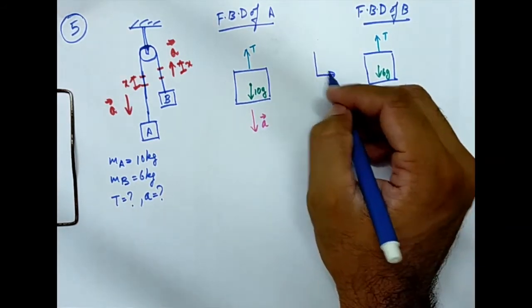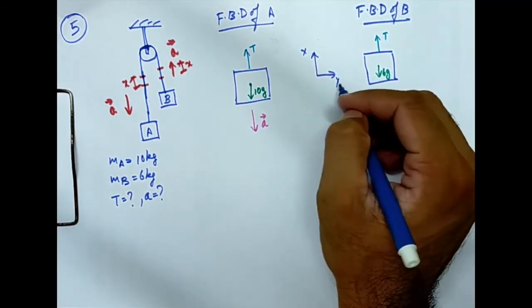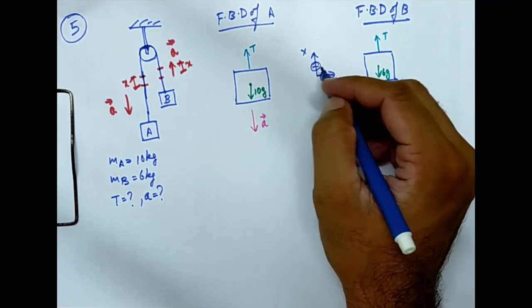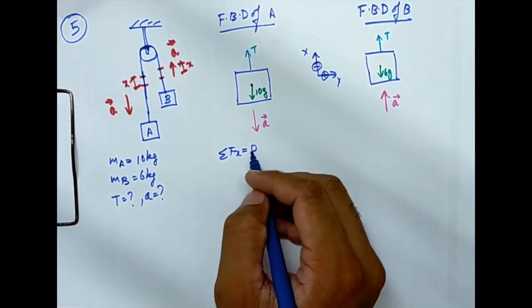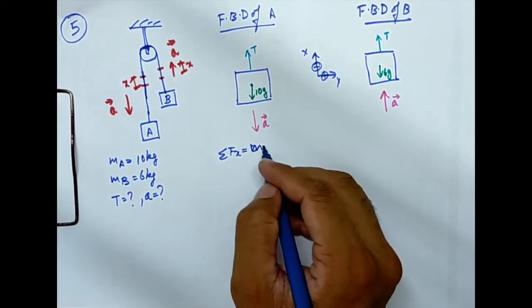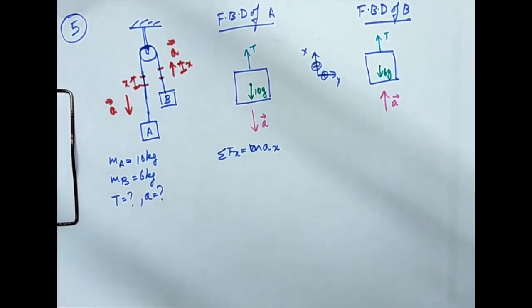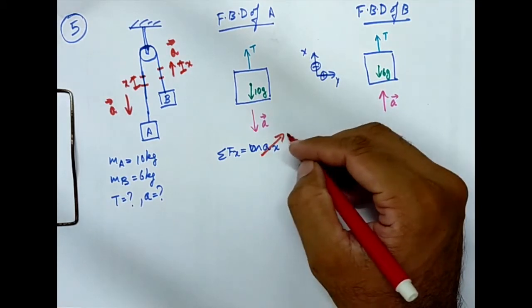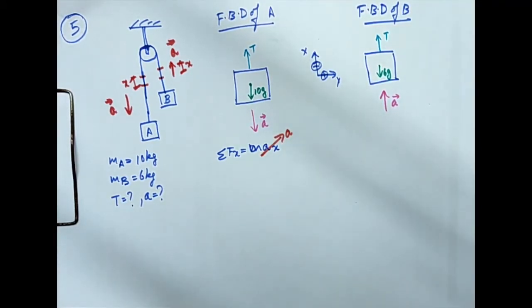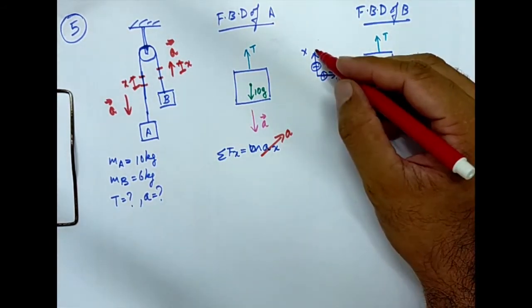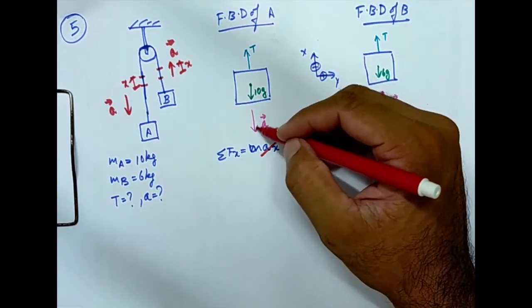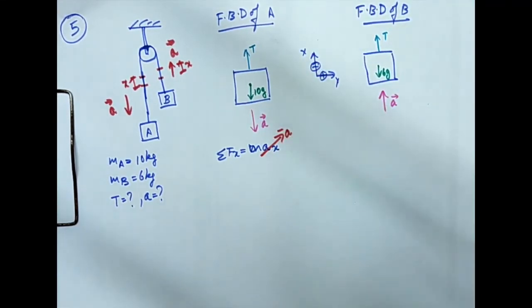Directly we can define a coordinate system. Say this is my x and this is my y, this is positive x, positive y. So I'm writing sigma Fx equal to m times ax. We have already calculated the value of ax. Ax is a. Is it plus a or minus a? That's what we want to consider. The x I assumed is upward. For block A, acceleration is downward, so it is minus a.